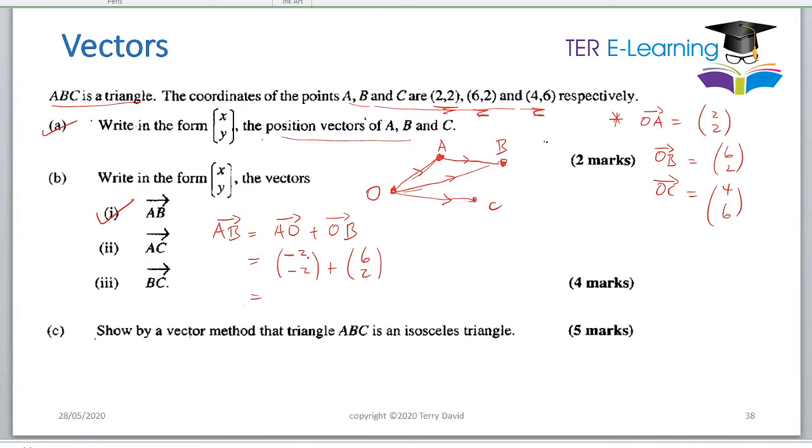When I add this up, I'm going to get minus 2 plus 6 gives me 4. And minus 2 plus 2 gives me 0. So the vector AB is actually 4, 0. Yes, this is a paper 2 question. Right? So the answer is 4, 0 for AB. Right? So that's the answer for this part here. 4, 0. What I want you all to work out now is work out the vector AC.